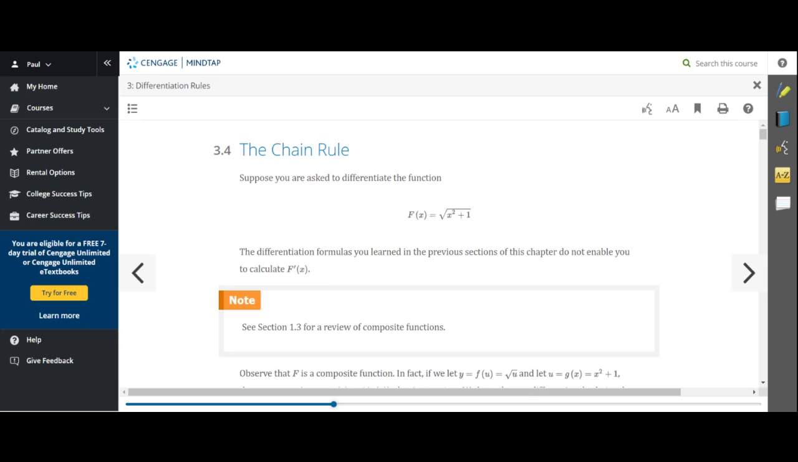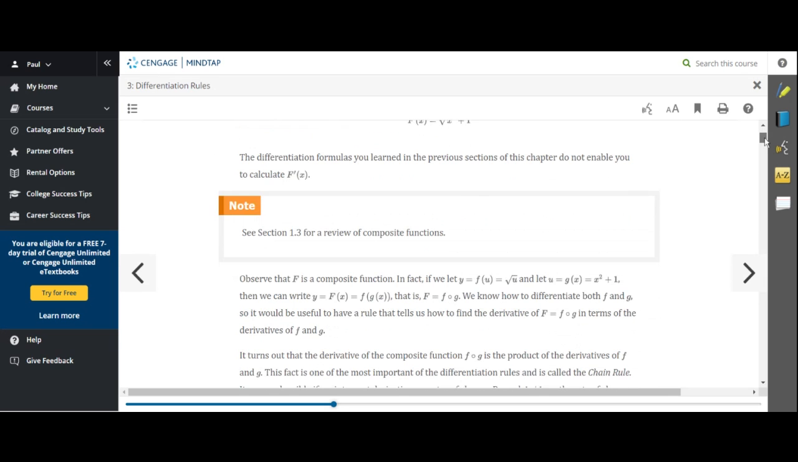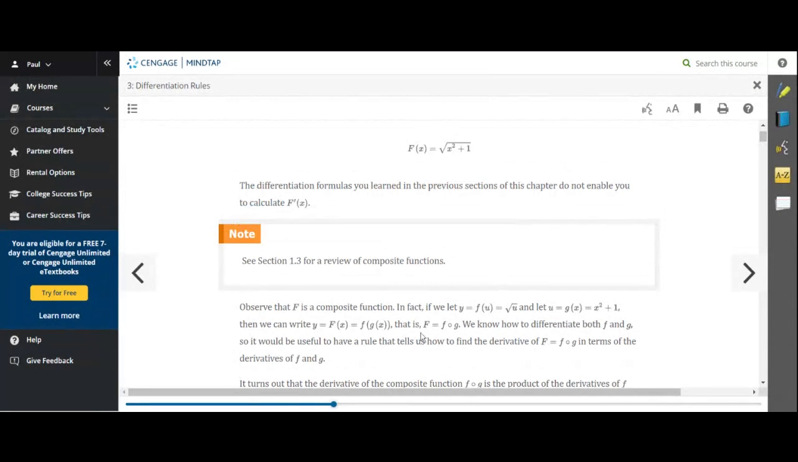So they talk about how we can treat this capital F function, which equals the square root of x squared plus 1, as a composition of two functions. For instance, if we let y equal little f of u, which equals the square root of u, and we let u equal little g of x, which is x squared plus 1, then the capital F of x function could be thought of as f of g of x, which is the composition of f and g.